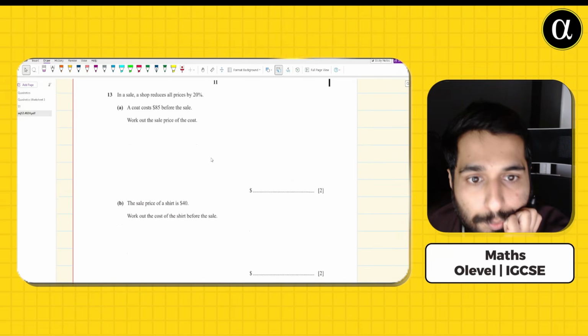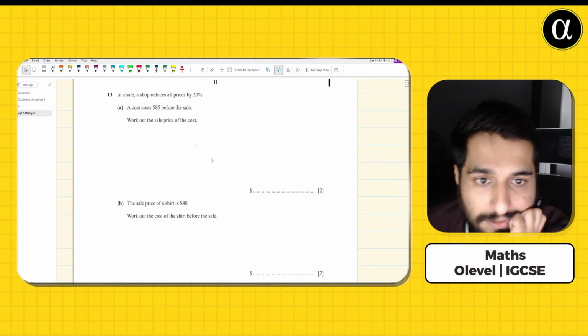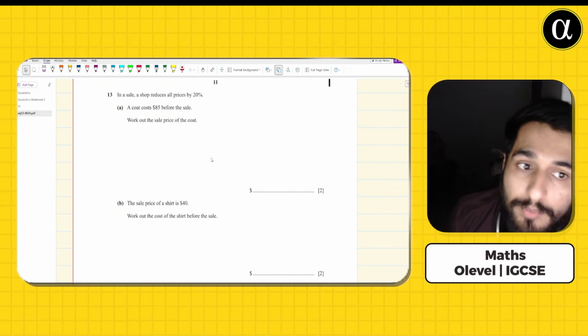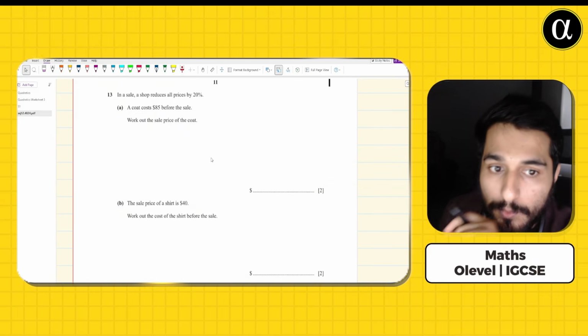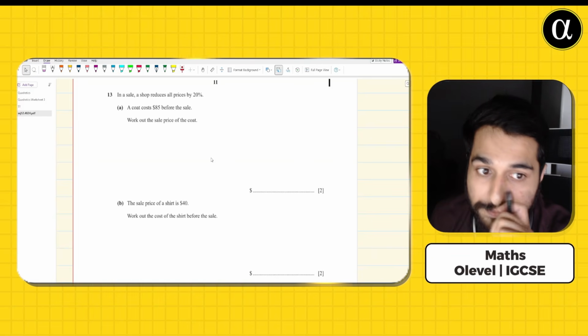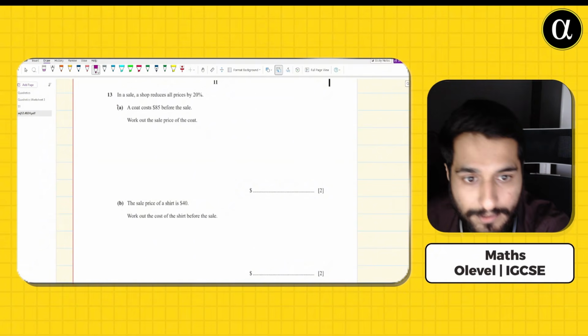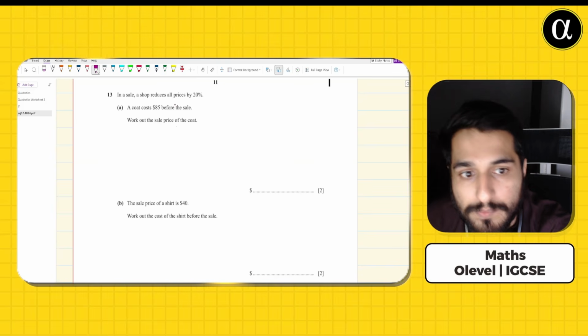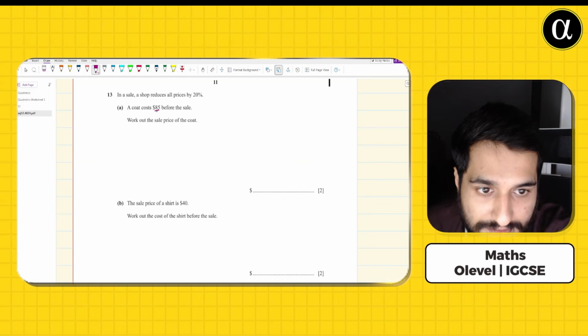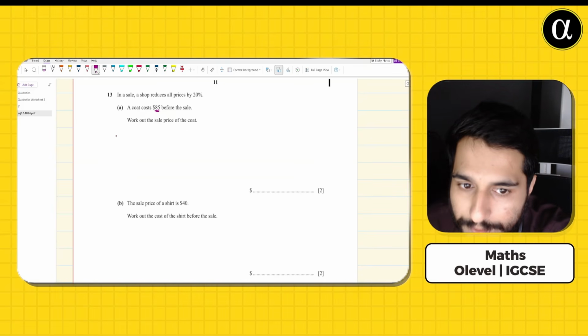Question 13 says that in a sale, a shop reduces all prices by 20%. A coat costs $85 before the sale. That means this is the actual cost price, or mark price, and then work out the sale price of the coat. So what are we supposed to do? We know that if this is the actual price, this is supposed to be equivalent to 100%. So we'd say percentage and the prices.